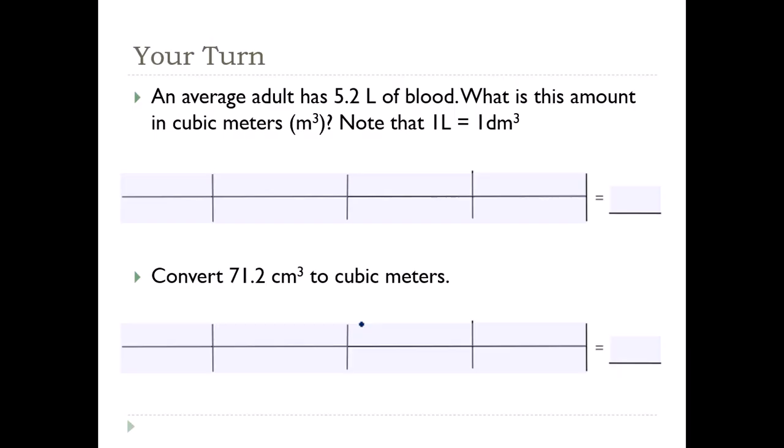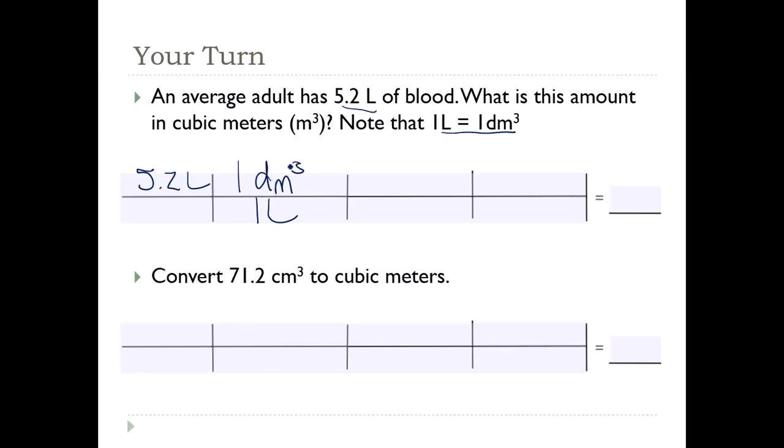So an adult has 5.2 liters of blood. What is this amount in cubic meters? So 5.2 liters, and we have this relationship. 1 liter is equal to 1 decimeter cubed. So let's start there first. So 5.2 liters, and then we have 1 liter is equal to 1 decimeter cubed.